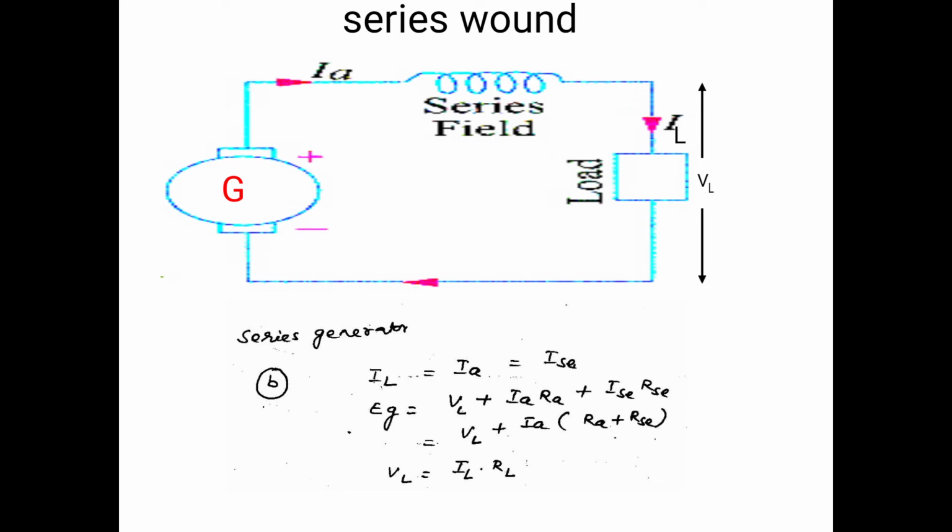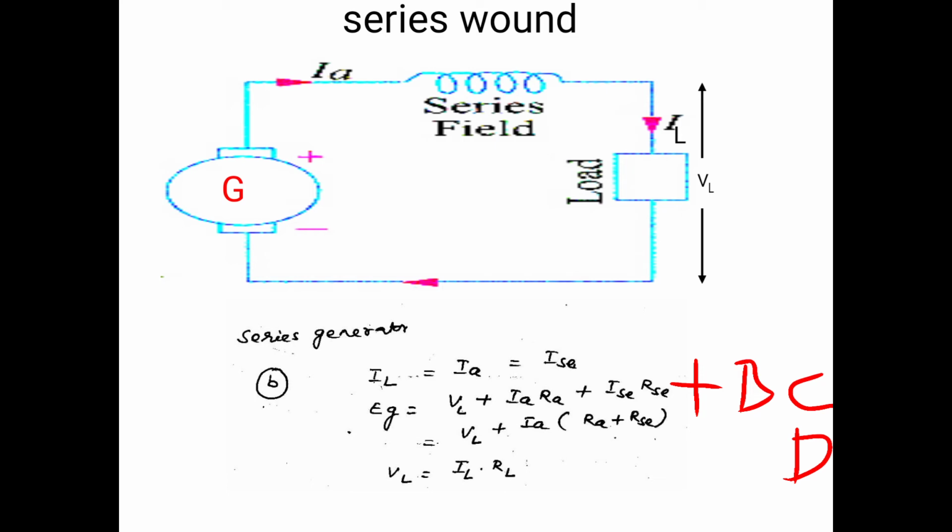Now the EG equation. EG equals VL plus the series field winding voltage drop plus the armature winding resistance drop IA into RA plus BCD. So EG equals VL plus IA into RA plus ISC into RSC plus BCD.